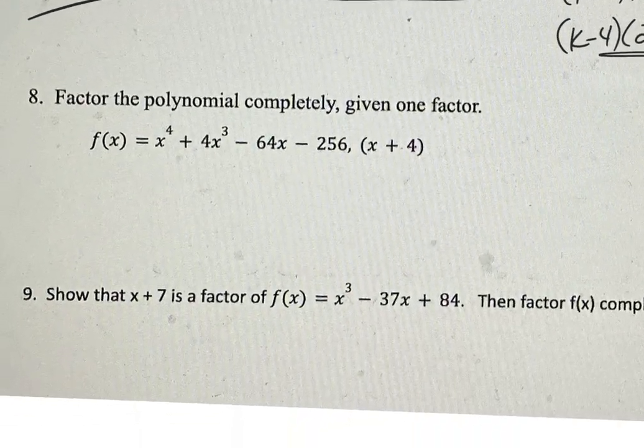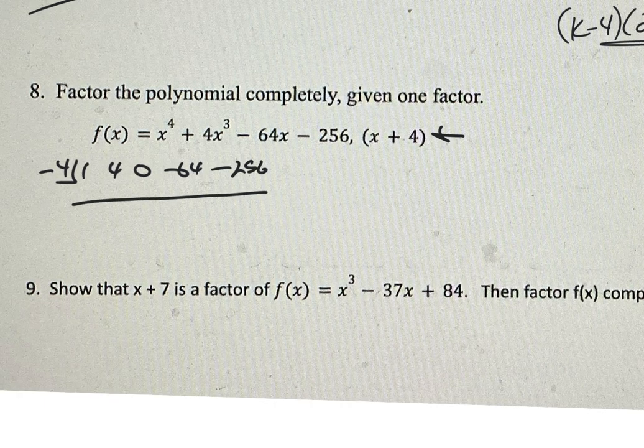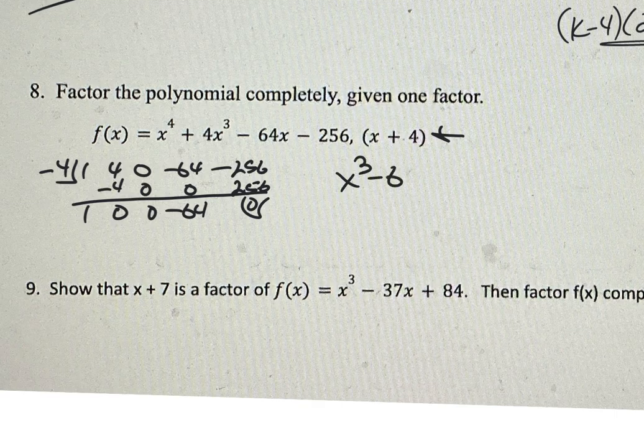Number 8, factor the polynomial given one factor. Because they're going to give me one factor, this one. If that's a factor, that means if you divide it in, if I put the negative 4 in the box and go 1, 4, 0, don't forget the 0, negative 64, I got to get a 0 at the end. If it's a factor, it means if you divide it, you do get 0 for remainder. So I'm going to bring the 1 down, multiply, add, multiply, add, multiply, add, multiply. That leaves me this, x cubed minus 64.